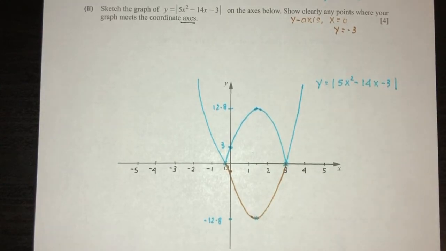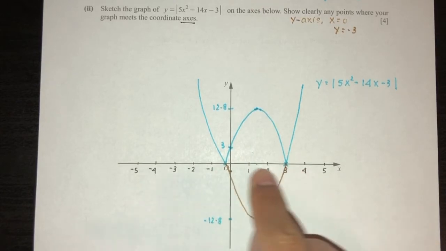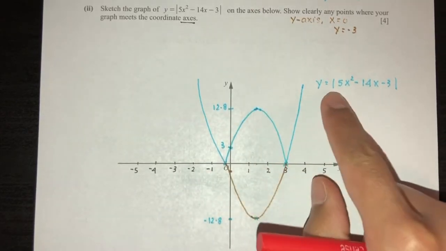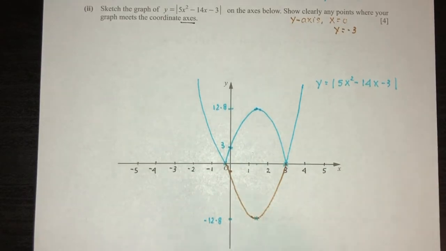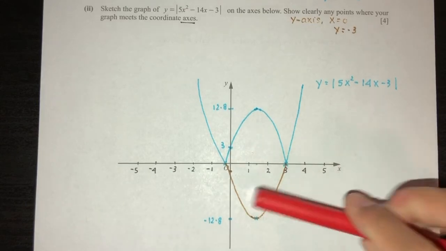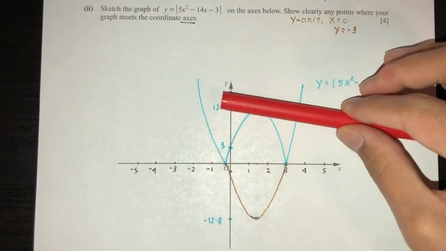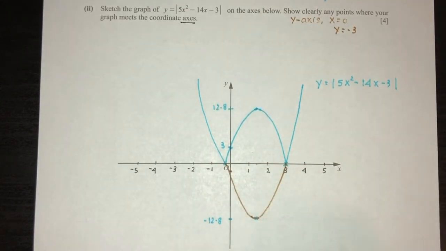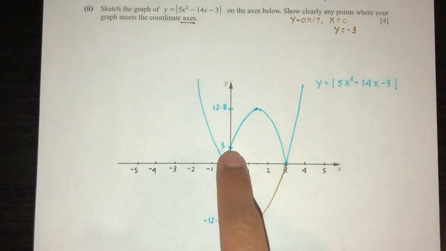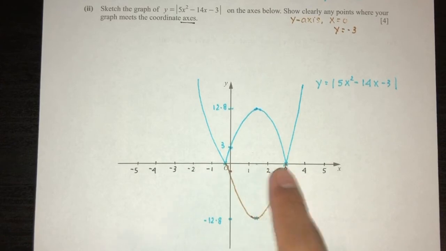Now of course you have to erase this one because you don't need this part. It helps you to reflect upwards for the answer with the modulus sign. So just to recap, the modulus sign only means it cannot be negative. Anything below will be reflected upwards. That's what it means. And you have to show exactly where it meets your axis. So here we have to show this point, and here we have to show these 2 points. That is your question, part 2.